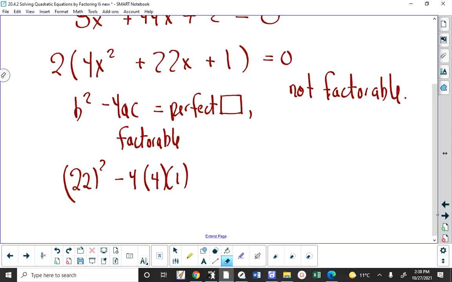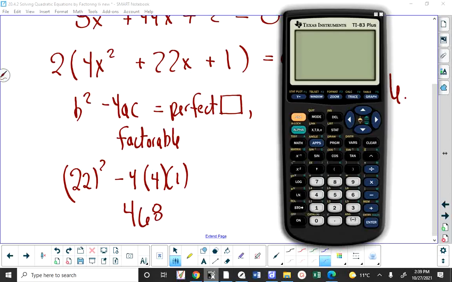Is it 468? I'm probably wrong. I think I lost track of my thoughts there. It is 468. Oh, okay. Is 468 a perfect square? Well, you can find out if 468 is a perfect square by taking the square root of it. And if it is a perfect square, you'll get a number like 16 or 20 or 32 or 5. So when I try to take the square root of 468, I get a decimal. That means 468 is not a perfect square, which means the thing is not factorable.